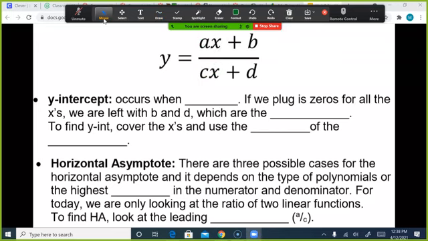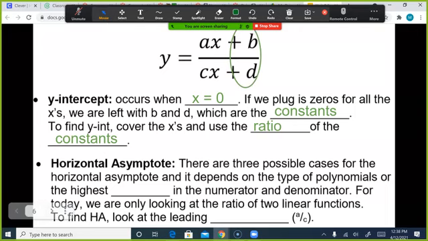So the y-intercept, because it happens when x is 0, all I do is look at the constant numbers and divide. That's what ratio means. Ratio means you divide them into a fraction. So you just divide the last two numbers. Again, very similar to quadratics. Quadratics was the constant here. Same thing here. Now you just got to divide them. That's actually always going to be the case.